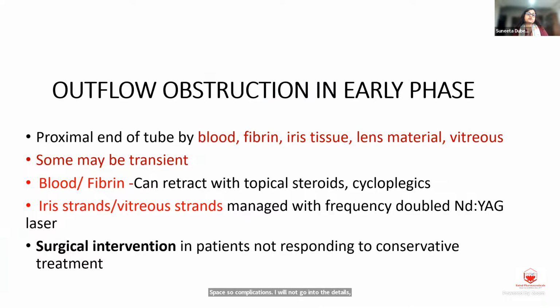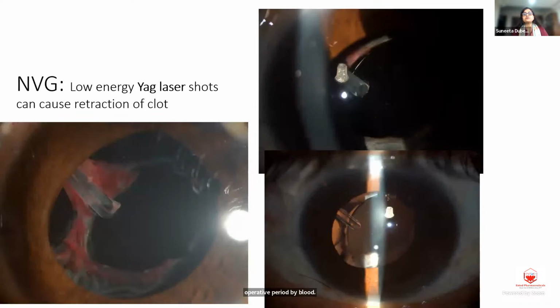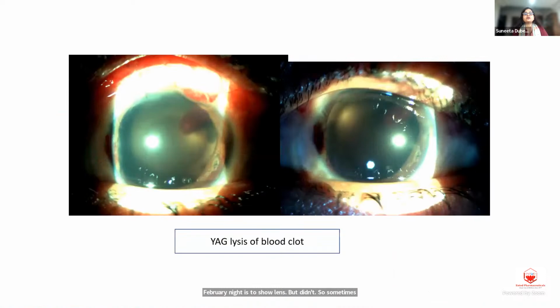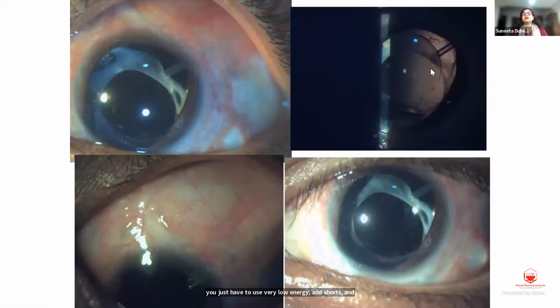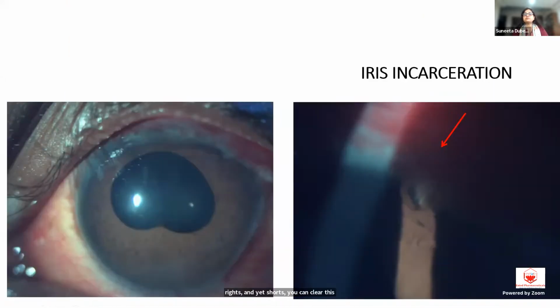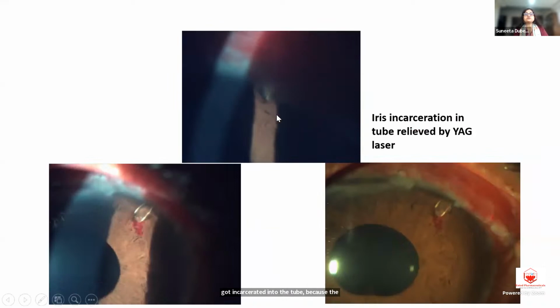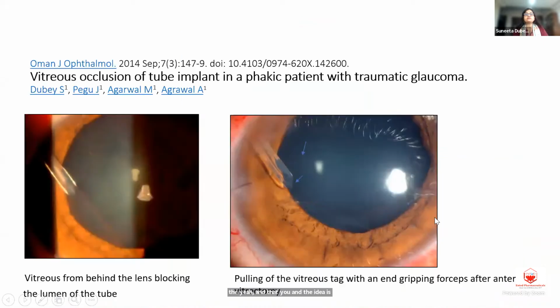So complications, I will not go into the details, but the tube can get blocked in the early post-operative period by blood, fibrin, iris tissue, or lens material. Sometimes you just have to use very low energy YAG shots, and it will cause retraction of the blood, and with extensive steroids and YAG shots, you can clear this blood from the tip of the tube. And this was one of the patients where the iris got incarcerated into the tube because the tube was very close to the iris. So I just gave 1 or 2 shots with the YAG, and the iris got relieved from the tube.